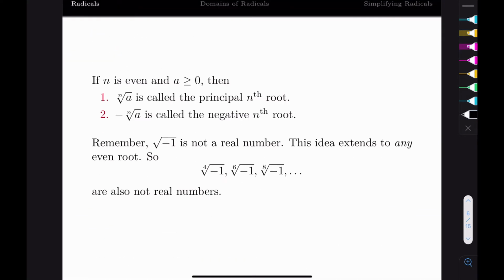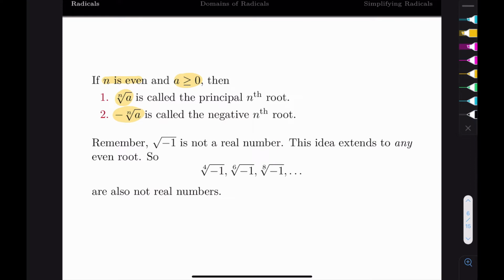So we have a couple other definitions. If we have an even number as that index, and as long as the thing underneath the radical is greater than or equal to 0 for an even root, then just the nth root of a is called the principal nth root. If you take the negative in front of it, it's called the negative nth root. So this is going to come into play a little bit later on.